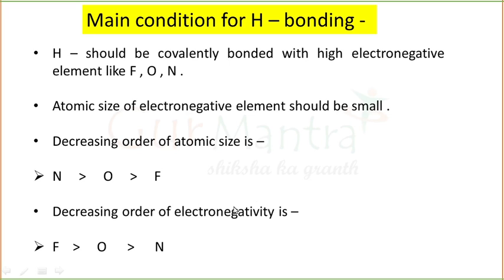And the order of electronegativity is fluorine has the highest electronegativity while nitrogen has the least electronegativity. As you have studied in the previous lectures, electronegativity is inversely proportional to the size of an atom.